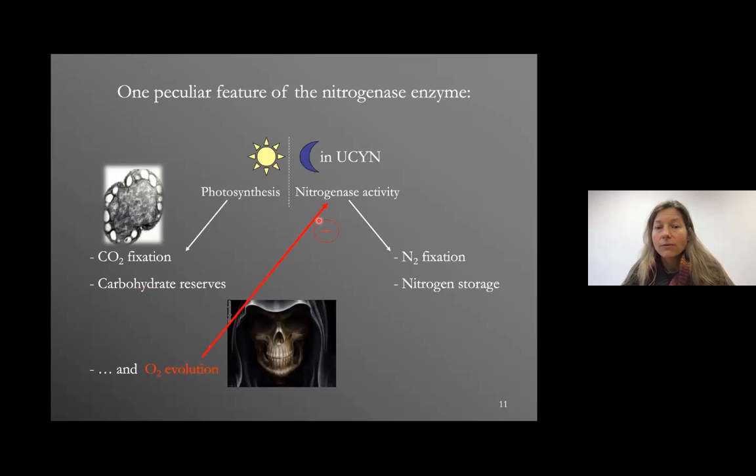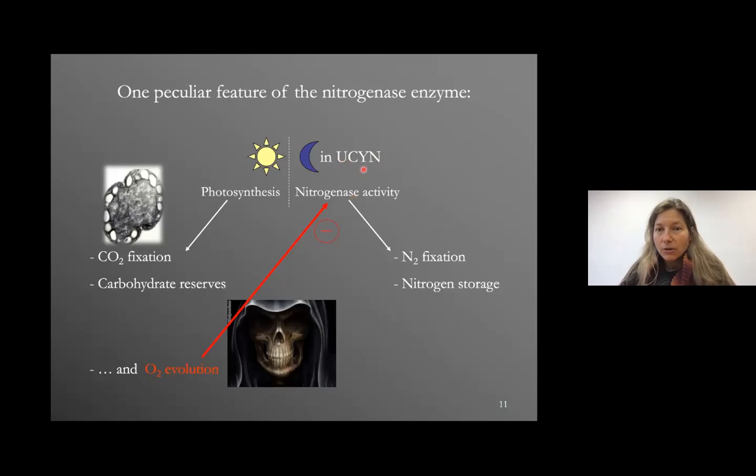It actually irreversibly destroys the nitrogenase. So the consequence of this is that in theory, there shouldn't be photosynthesis and nitrogen fixation at the same time in diazotrophs. That gets very complicated for them to handle both.